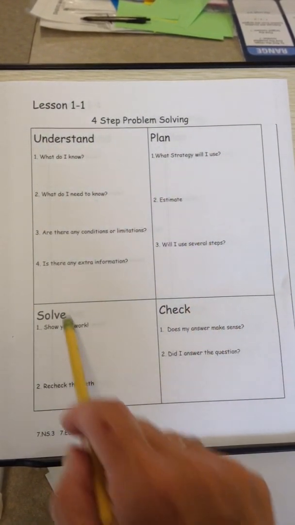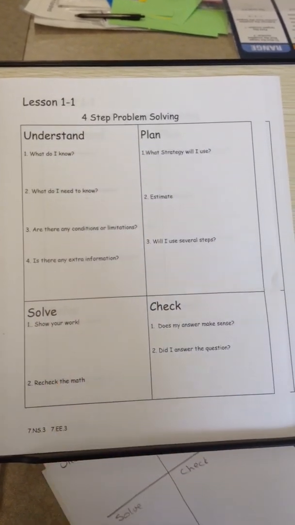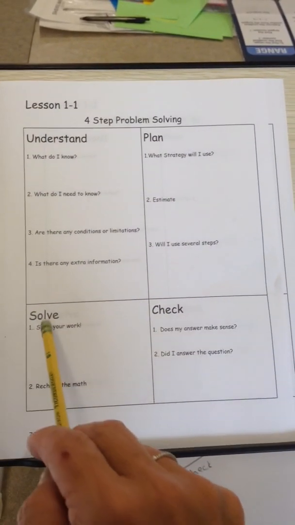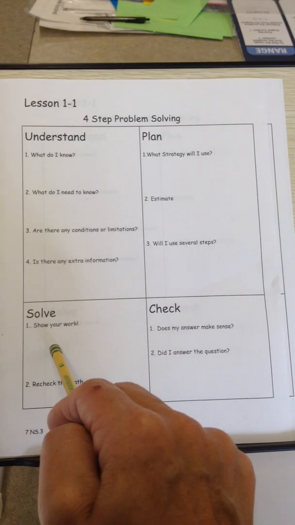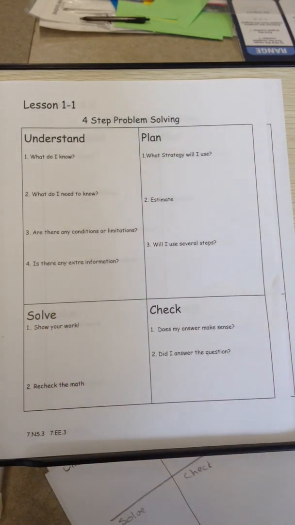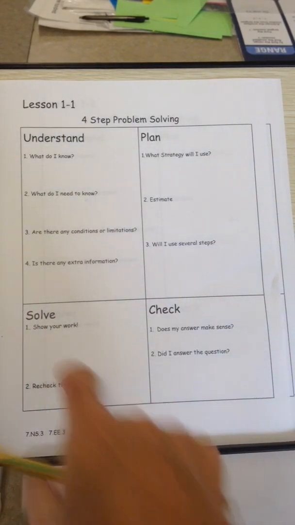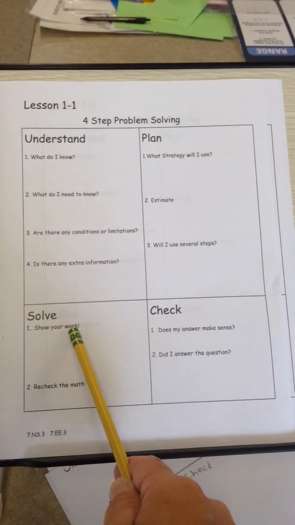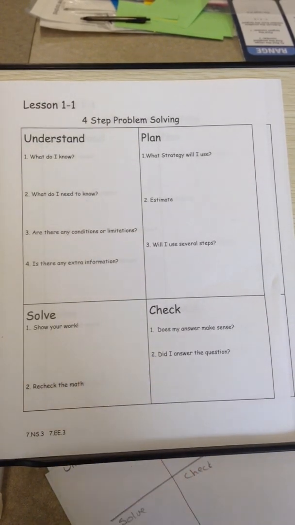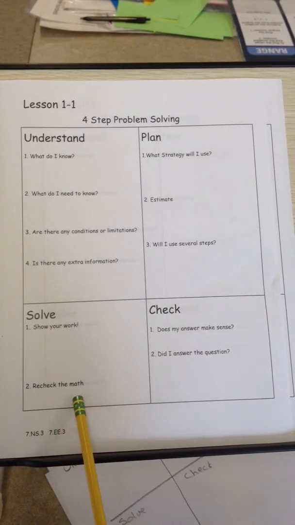After we plan, we're going to solve. So when you solve a problem, you need to show your work. You need to write it out so that you can make sure that you're not making any kind of mental errors or anything like that. Then you're going to recheck the math for mental errors, make sure that you don't do something silly that would cause you to have a wrong answer.